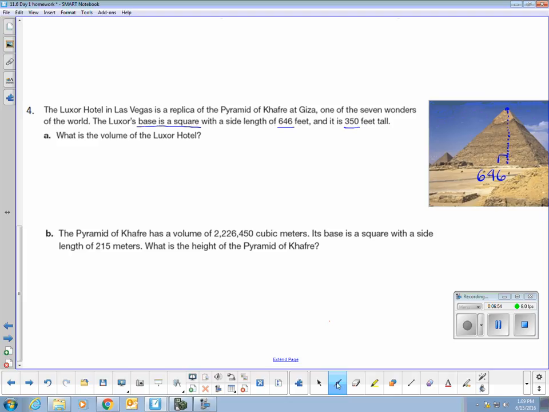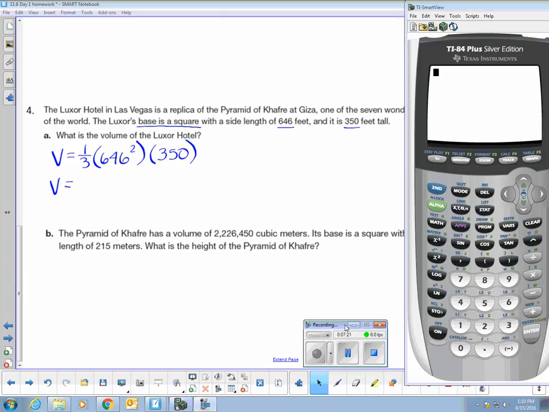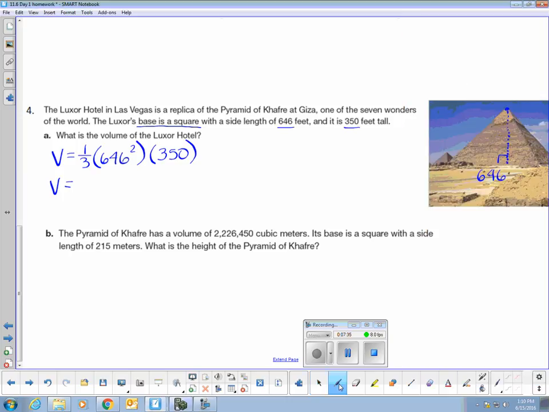So using the same formula, the area of the base is 646 times 646, or 646 squared, times the height, 350. All right, 646 squared times 350, and then dividing that by 3 gives me a volume. I'm going to have to do a little rounding here.